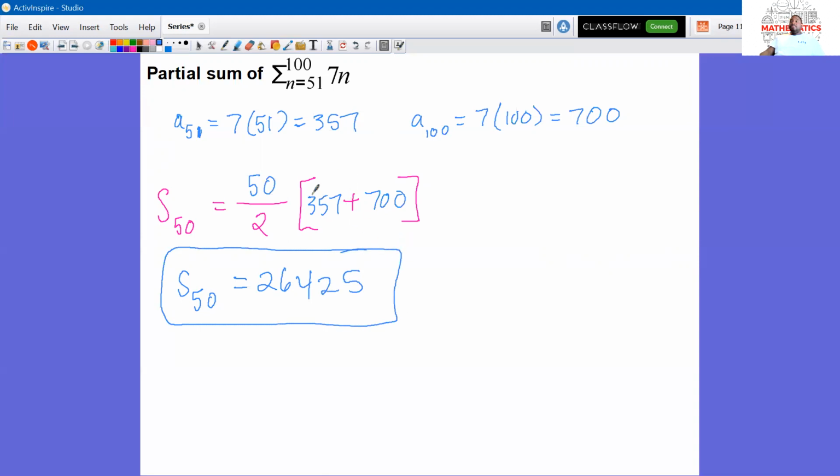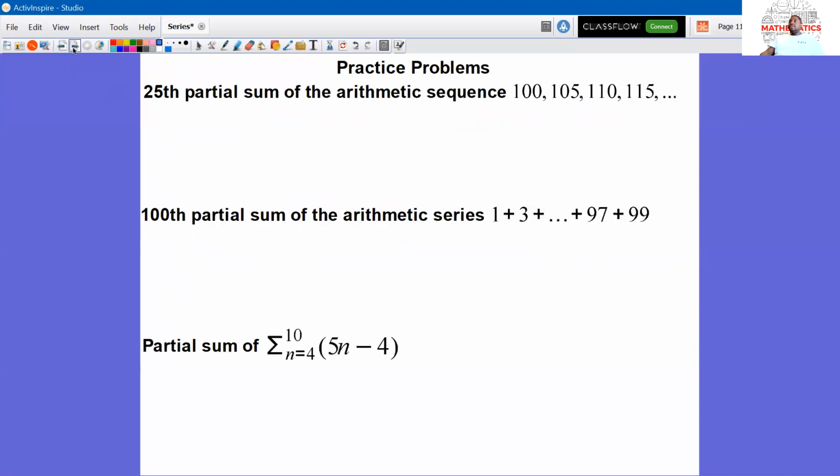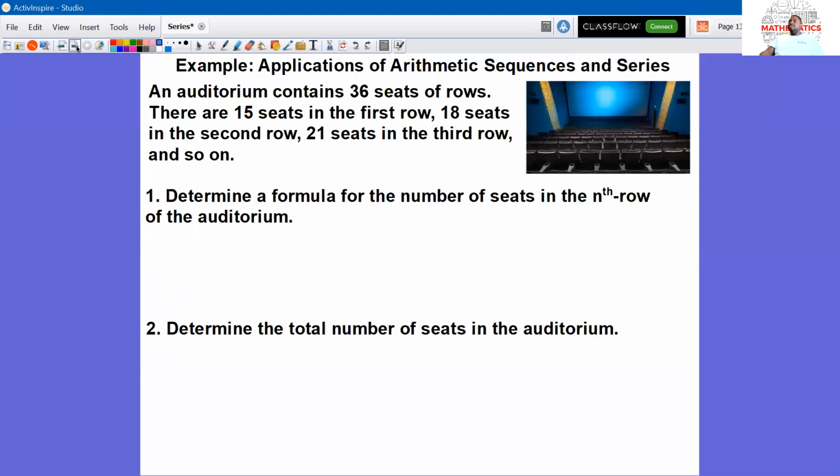All right, so that's how you find partial sums of arithmetic sequences. Now here's some practice problems for you to do using some of those same processes that I did before. All right, so let's continue on.